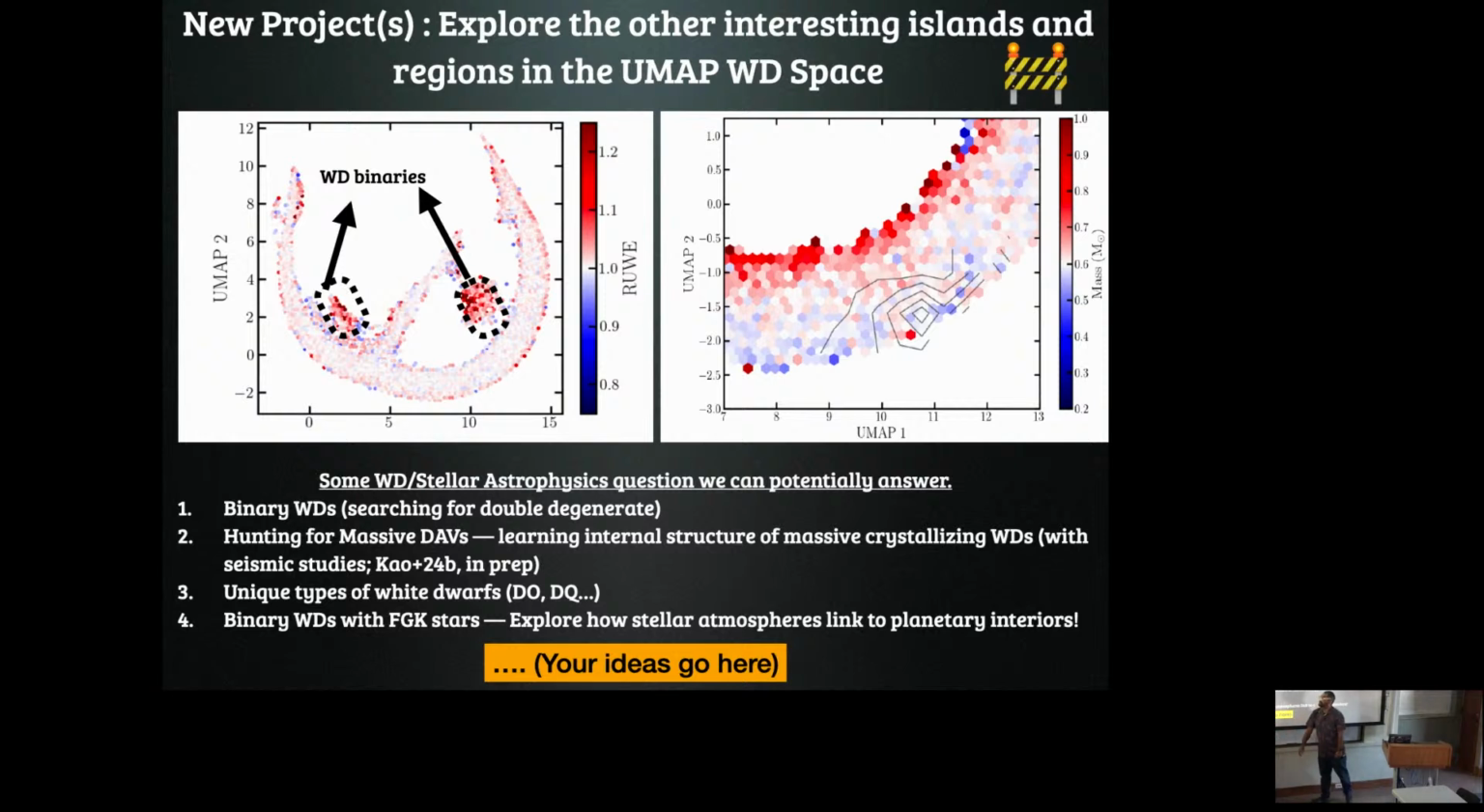And you can also search for different types of unique white dwarfs. We've been looking into these really cool DQs with beautiful Swan bands, all picked out beautifully from this UMAP projection of more than 100,000 white dwarfs.